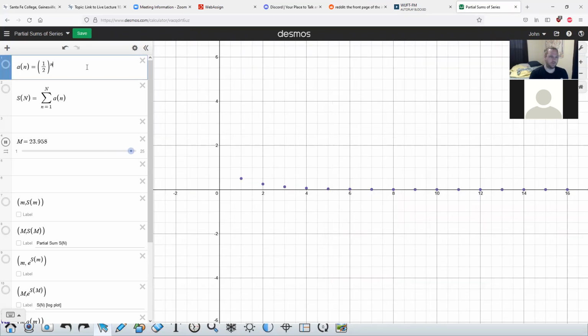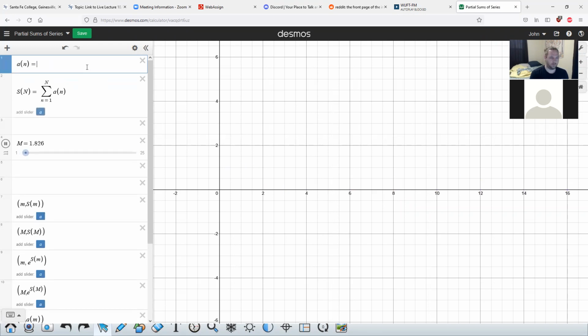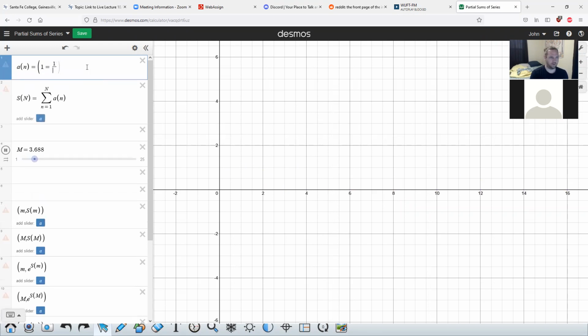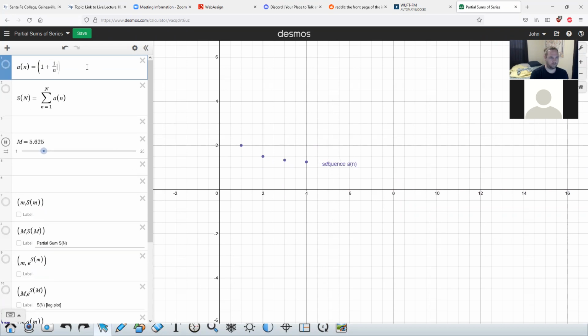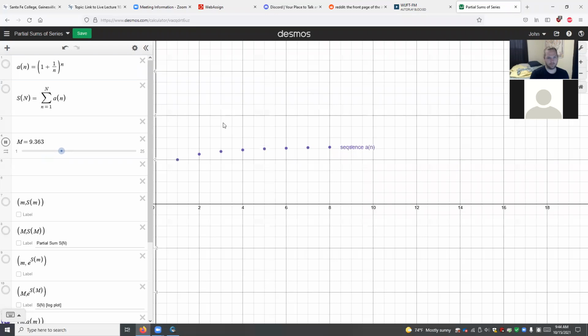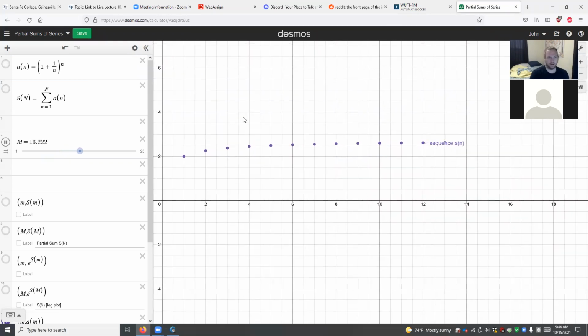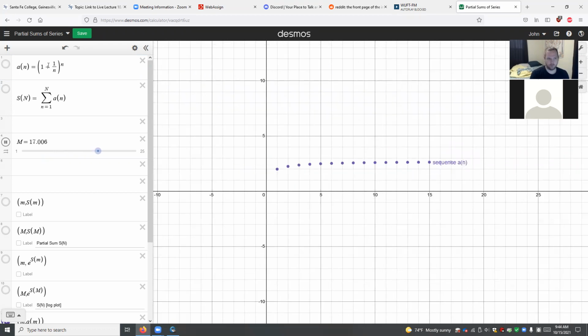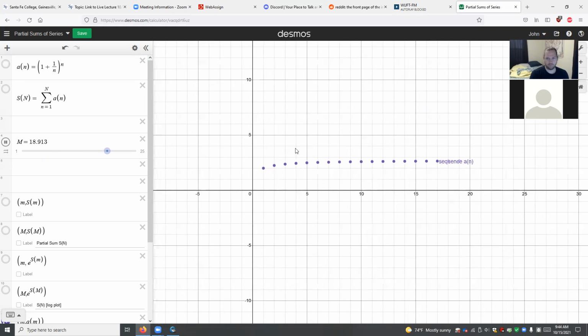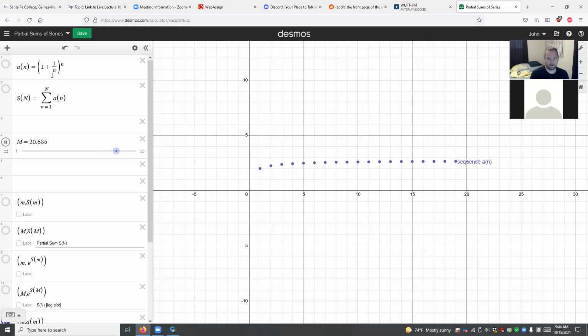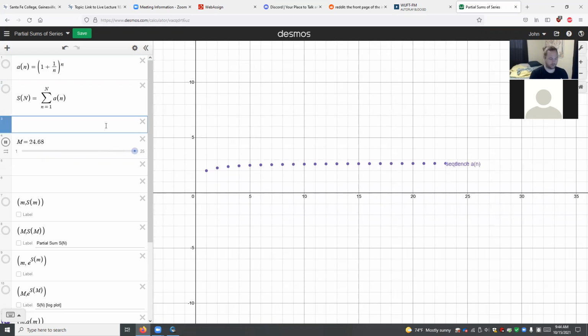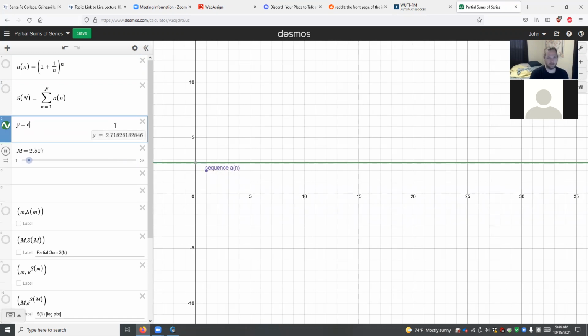But some of the other sequences that you guys have had the opportunity to play with, one that we looked at the other day, is 1 plus 1 over n all raised to the power of n. I don't think it's immediately obvious that this sequence, or the one that we did, which had a 2 here, is convergent, but the sequence is, and it tends to the number e.